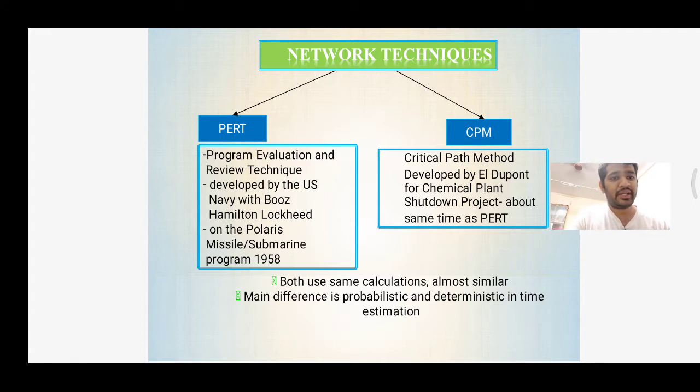critical path method, was developed by EI DuPont for a chemical plant shutdown project at about the same time as PERT. Both use the same calculations, almost similar. The main difference is probabilistic and deterministic in time estimation.